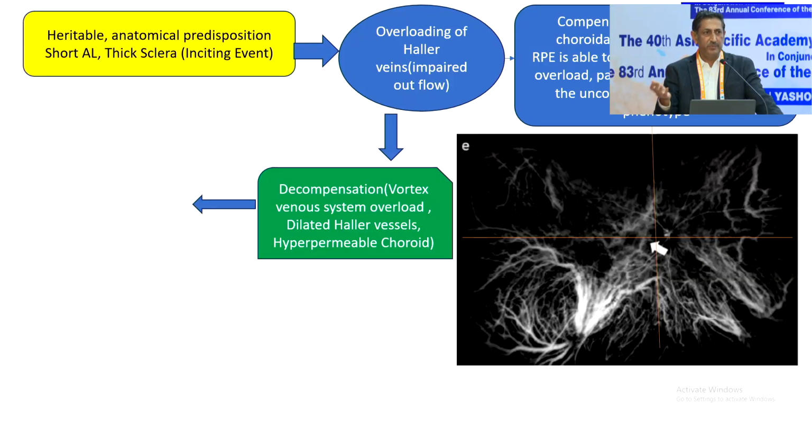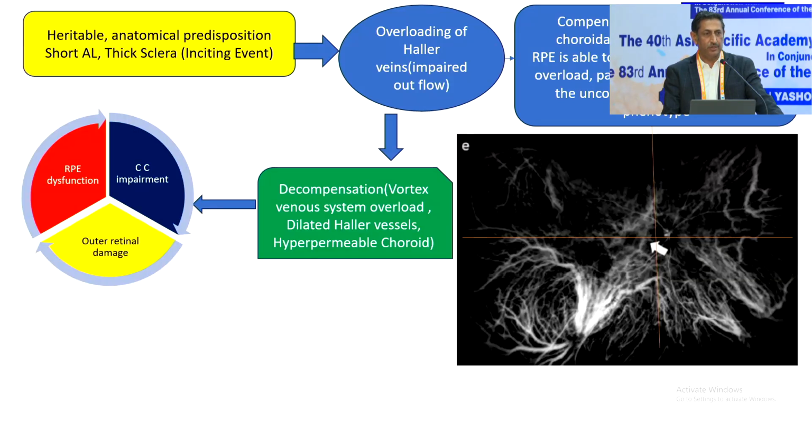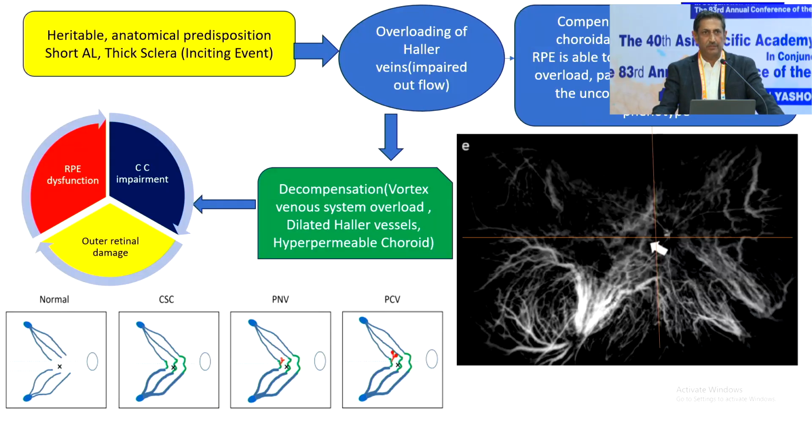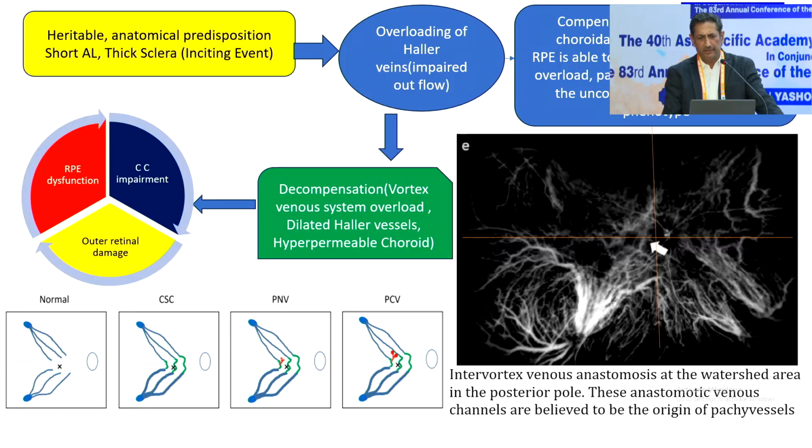There is an ischemia that sets in, and you get all sorts of complications like CSCR, PNV, PCV. So basically the dilated vessels that you see in PNV could be the dilated Haller vessels. So there's just neovascularization, there are no aneurysms. And when the aneurysm develops, we call it PCV. So this is the whole gamut of how it progresses.